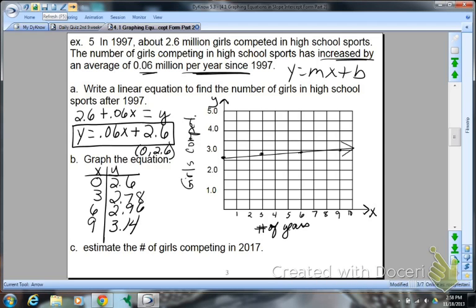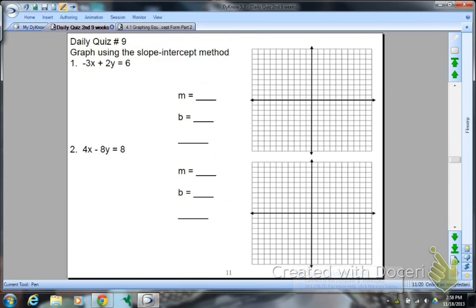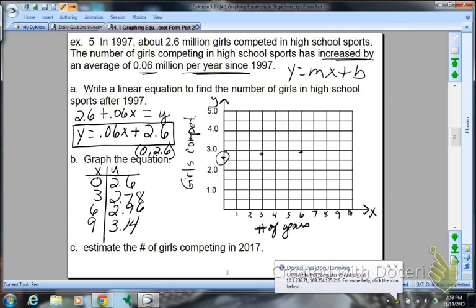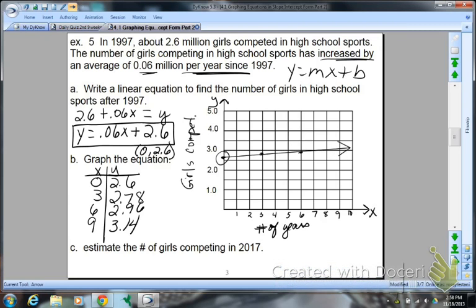So there's the graph. Now, if you notice, I don't have an arrow right here at the y-intercept. How come? Because this is where it starts. So I will only have a ray. This is called a ray when you have just one arrow. That's called a ray.